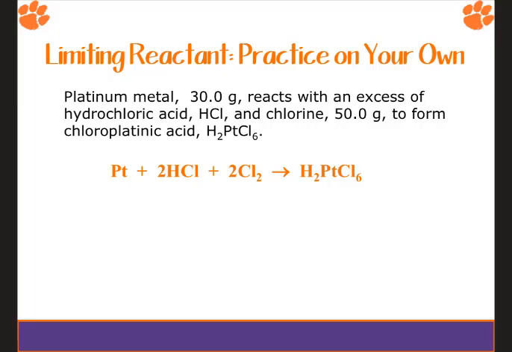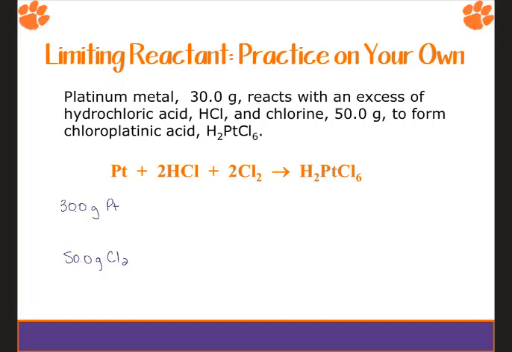All right, so again, I'm just going to go problem by problem. I needed a little extra room, so we're just going to work through them just like I did on the last problem. So the first thing, again, you've got to figure out is which one is your limiting reactant. So you have platinum metal. So we're going to start with our 30 grams of platinum metal. And we have 50 grams of Cl2, of our chlorine gas. And again, it tells us we have excess HCl, so we're not worried about that one.